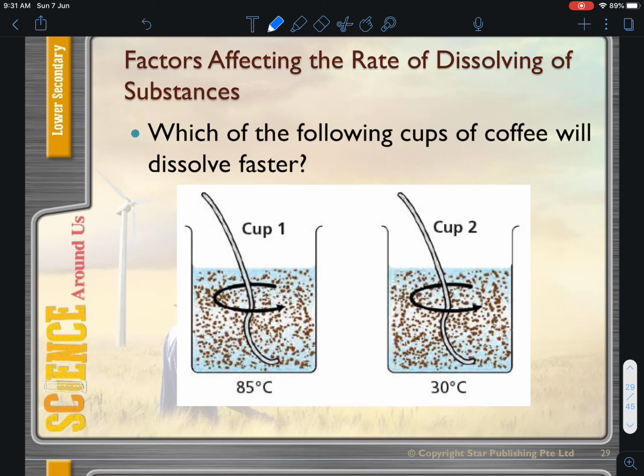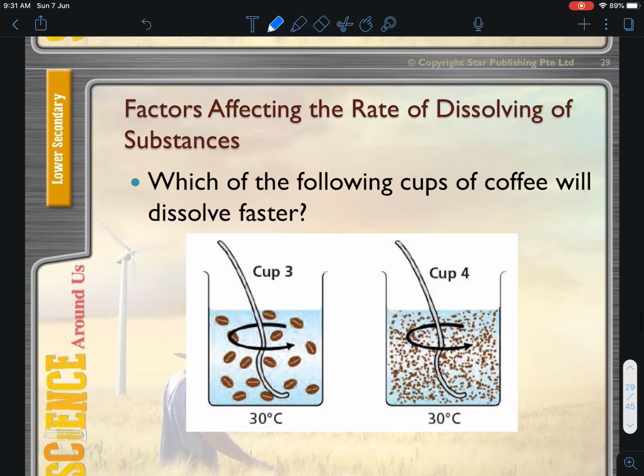What you will see is that when you pour the Milo powder into a cup of hot water and you stir, it's a lot easier and a lot faster to dissolve. However, if you use cold water and the same rate of stirring, you realize that the Milo powder doesn't dissolve as fast as the one in the hot water. So why is this happening?